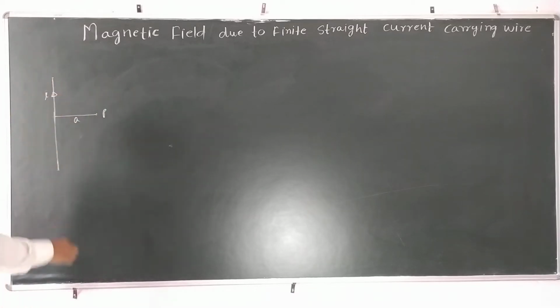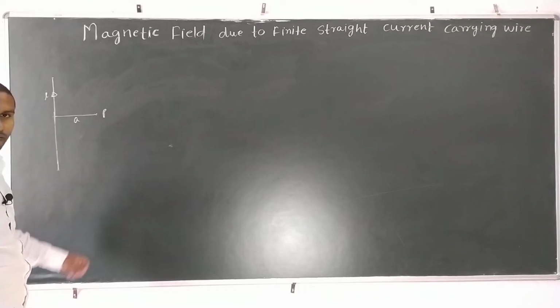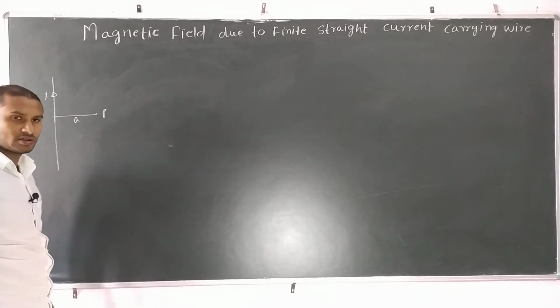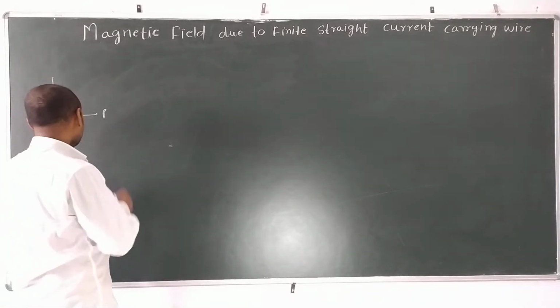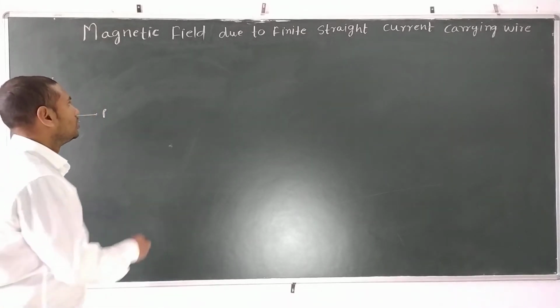Okay, there is a wire, and we know that around the wire there is a magnetic field, and we have to find the magnitude of the magnetic field at a point P at a distance A from the wire. Then we will use the Biot-Savart law to find out the magnetic field here. What is the Biot-Savart law?